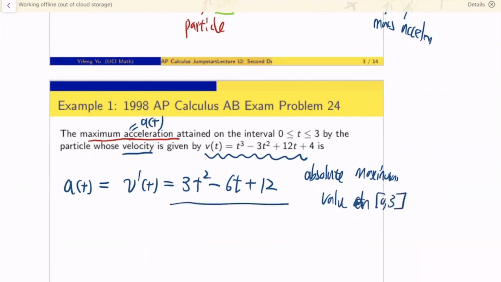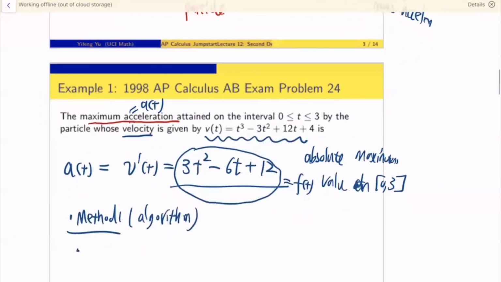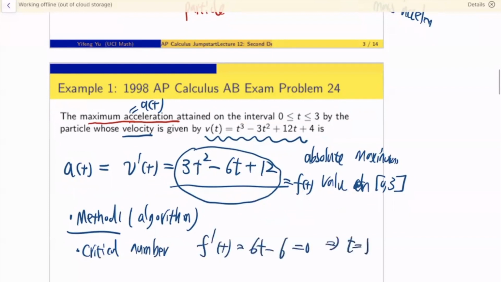This is a quadratic function, right? So I just want to find the absolute maximum value of this function, let's call it f(t). There are two ways. Method one, we just use the algorithm. So what do we do? First of all, we find the critical number. I take the derivative of this, you get 6t minus 6 equals 0, so t equals 1. This is the critical number, which is indeed between 0 and 3.